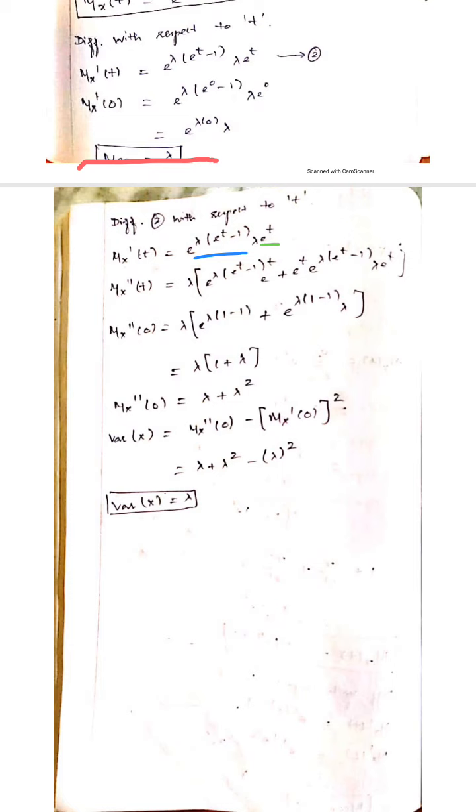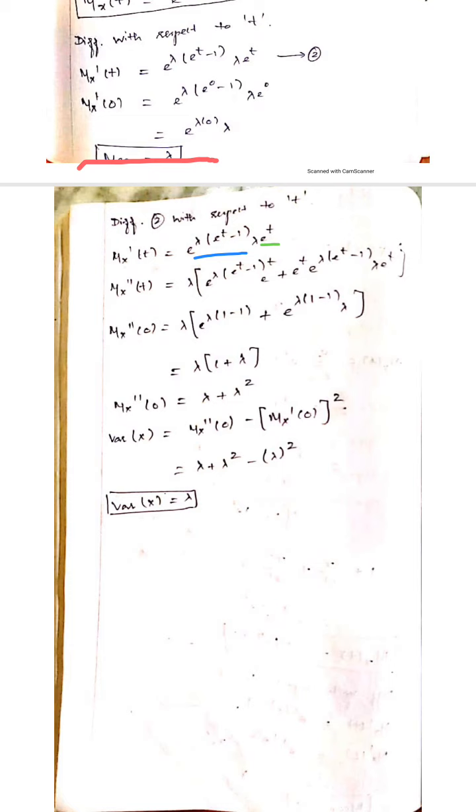The next step is, where there is t, we have to substitute 0. Instead of t, we are substituting 0. Again, if we simplify, lambda is constant. All the terms will become e power 0, that is equal to 1, plus lambda. We remove the bracket: lambda plus lambda square, that is the second derivative.